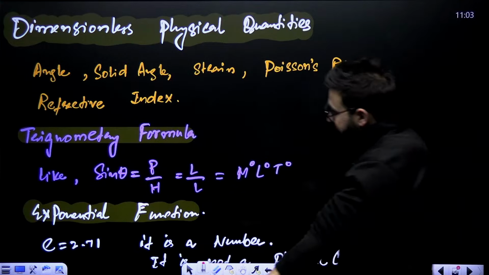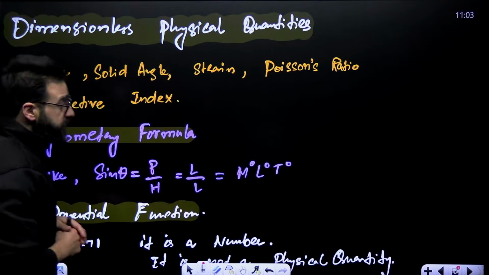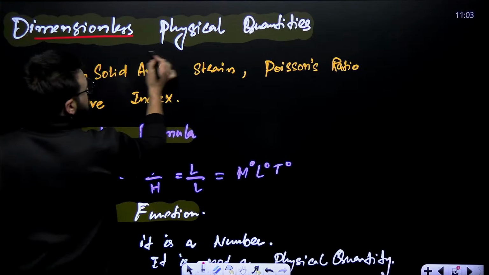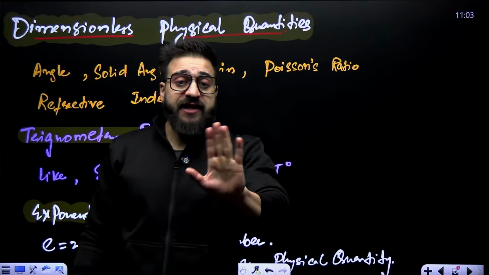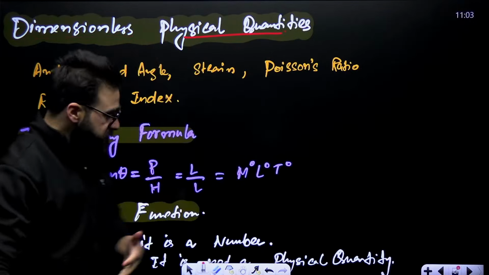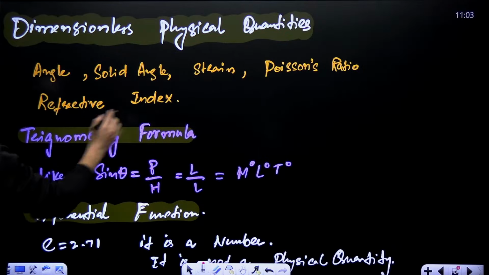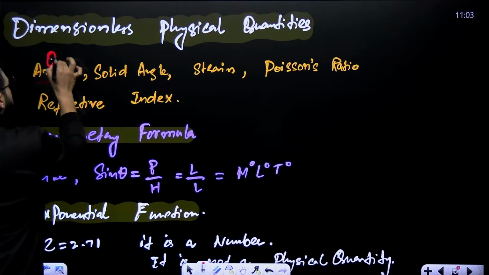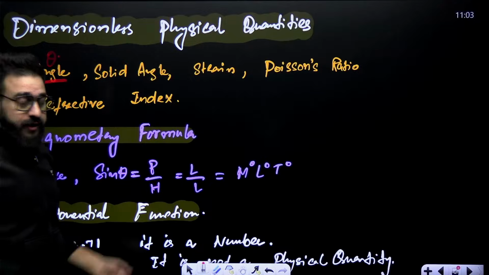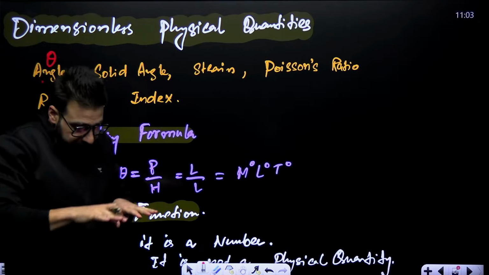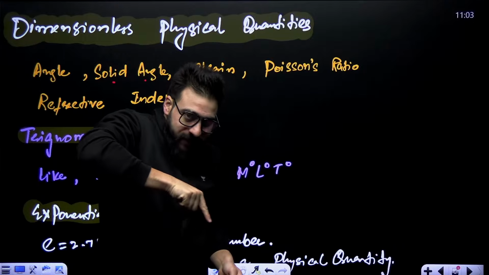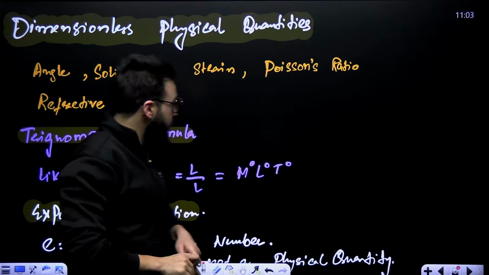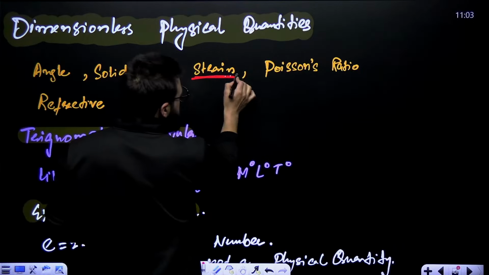Now guys, let's take a look at the dimensionless physical quantities, those quantities which do not have dimensions. See guys, I can say angle, theta, is a dimensionless physical quantity. Solid angle. What is solid angle? If you take a cone-shaped structure, this is a cone, there is an angle in 3D. That's the solid angle. Then we have strain.